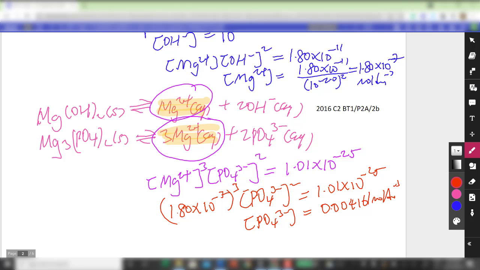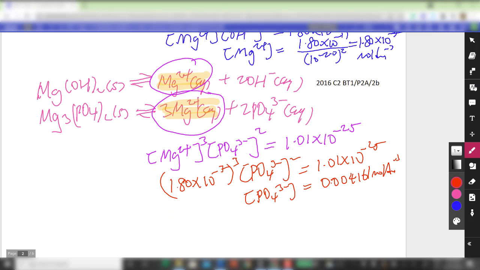Because one equivalent of magnesium phosphate gives you 3 equivalents of Mg2+ and 2 equivalents of phosphate, the solubility of magnesium phosphate will be whatever value we have calculated divided by 2. So for magnesium phosphate, 0.004161 divided by 2 will give us 0.00208 moles per dm cube.